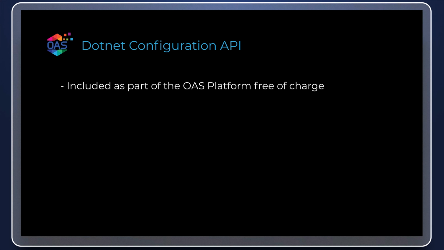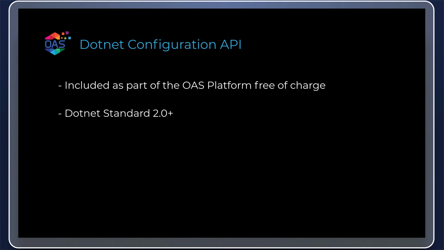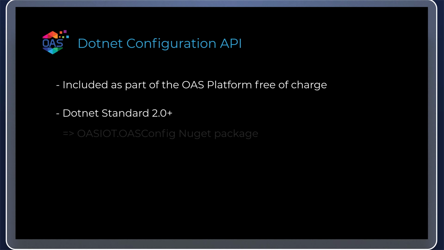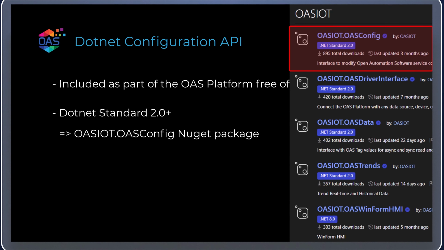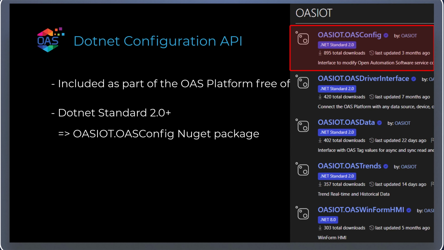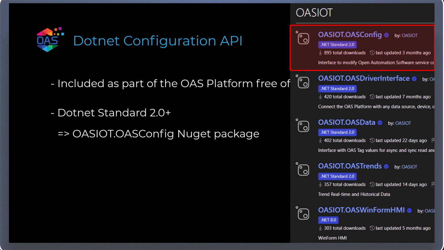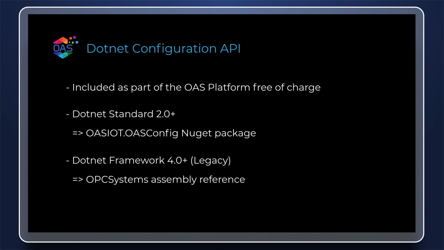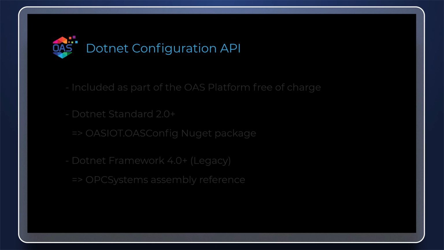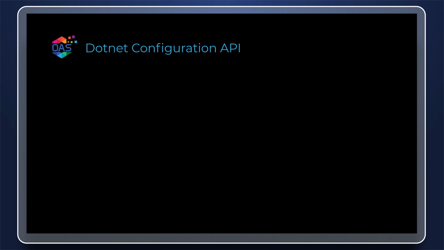The Configuration API is available for .NET Standard 2.0 and greater, and can be installed in your .NET project using the NuGet Package Manager. The package name is oasiot.oasconfig. If you are developing applications using the legacy .NET framework, you can add the OPC Systems Assembly reference in your Visual Studio project. The Configuration API can be used to configure almost all aspects of the OAS platform.